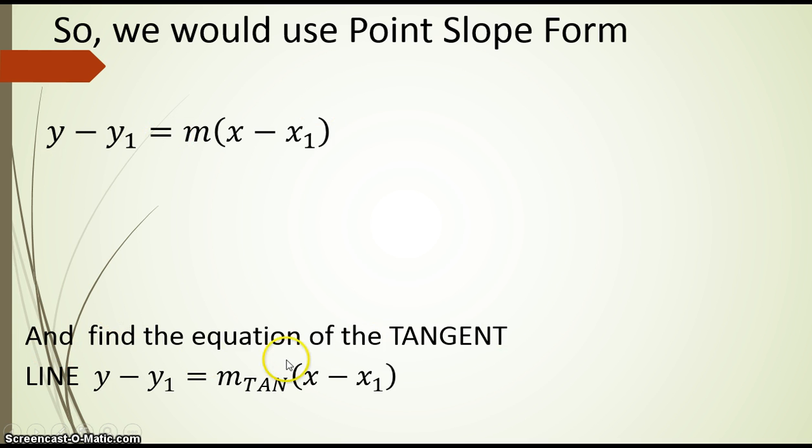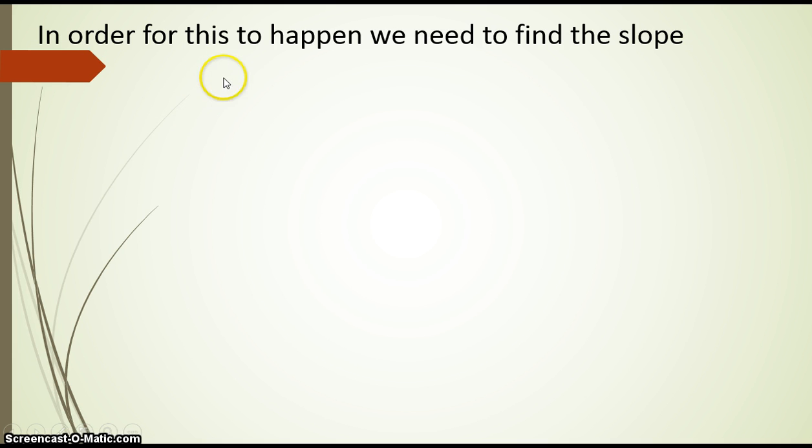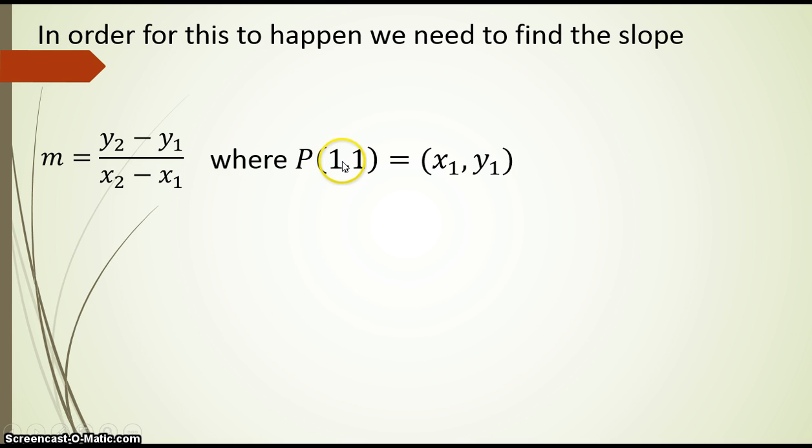Okay. All right, and we find the tangent line. Just have to figure out what that slope is. In order for this to happen, we need to find the slope. So let's do that first. I know point 1, right? P1. That's the point I have. x1, y1. I know what those are. So I can plug in my x1 and my y1.